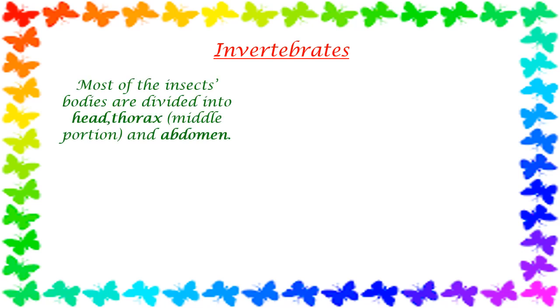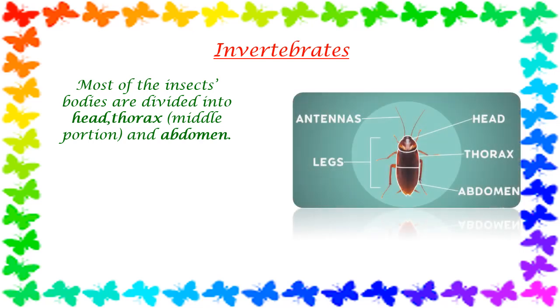Let us learn in detail about these invertebrates. And here we will take an example of an insect. Most insects' bodies are divided into head, thorax, and abdomen. The head is the topmost region, thorax is the middle portion, and abdomen is the lowest part. So the example we are taking is the cockroach. Can you see here head, thorax, abdomen? You can differentiate them.